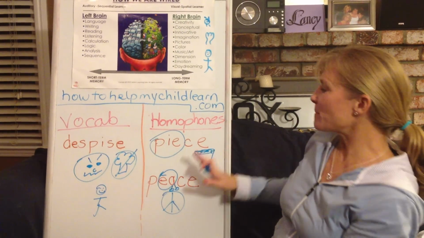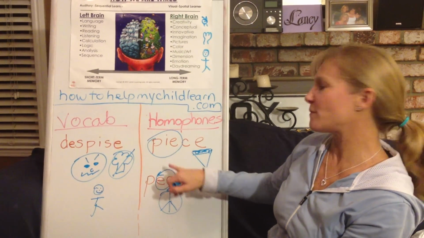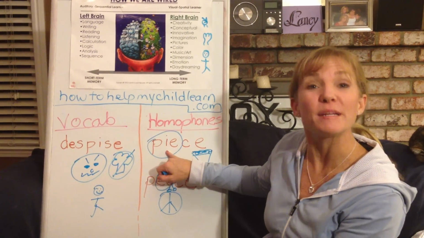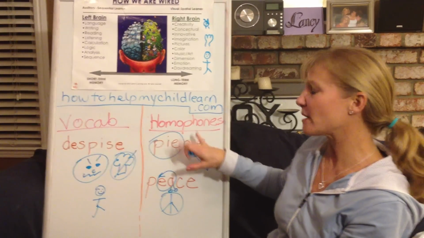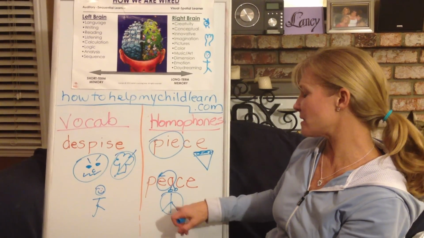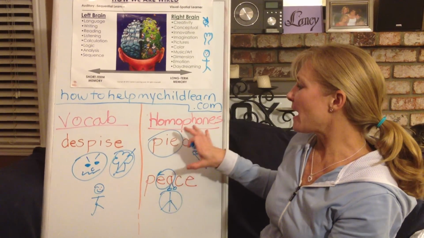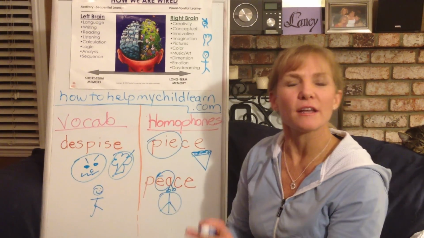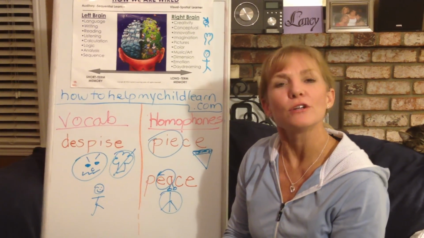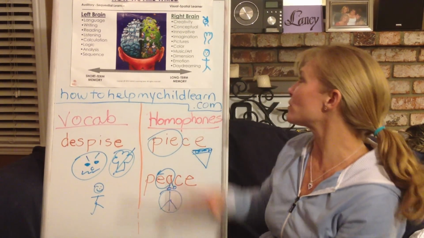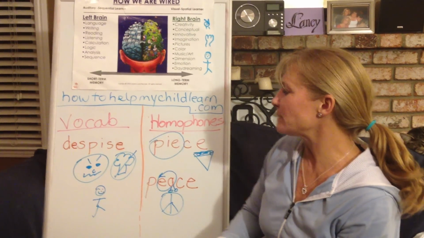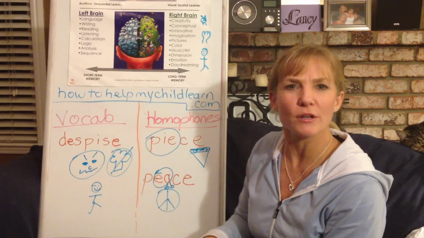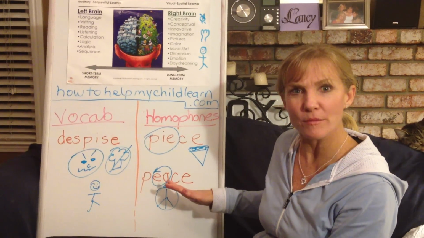But see how I applied the two pictures to the two homophones. Pie will trigger, oh, that means a piece of pie. That's a piece of something. This is peace, and you draw the peace sign. And I have created a whole bunch of pictures to go with many of the homophones, and I plan on putting that up on my website, so you are able to access that if you have children over on the right side of the brain that are having a harder time remembering homophones and the spelling of homophones.